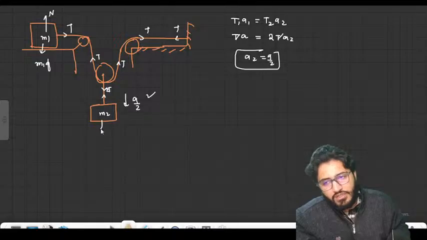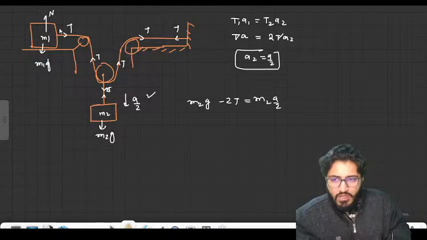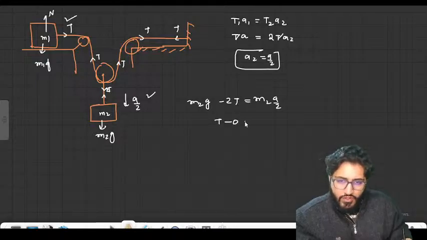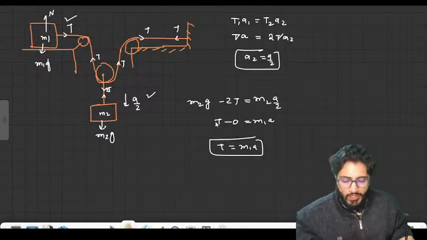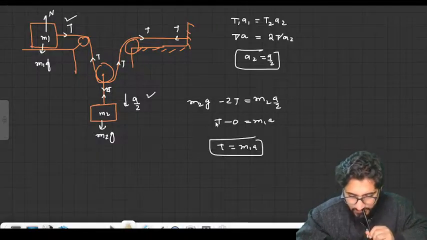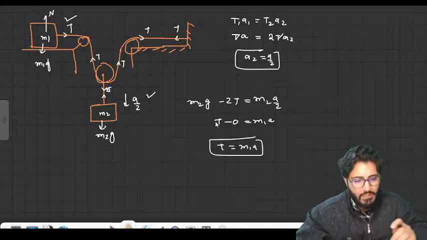Make the equations. Look, M2G. I will write here M2G minus 2T equals M2 into A by 2. For this one, I can write T minus 0 equals M1A. So my tension came out to be M1A. I got my tension. Done.